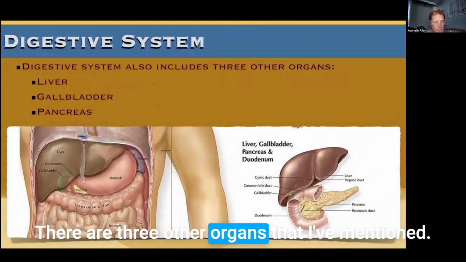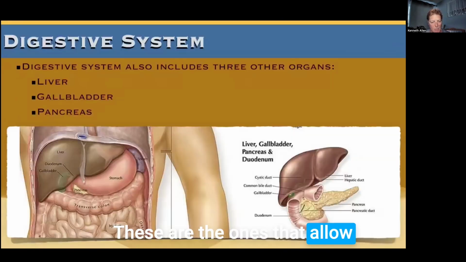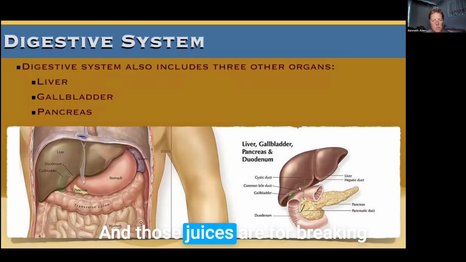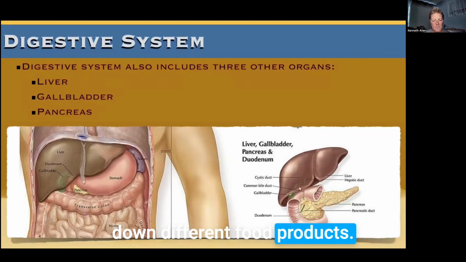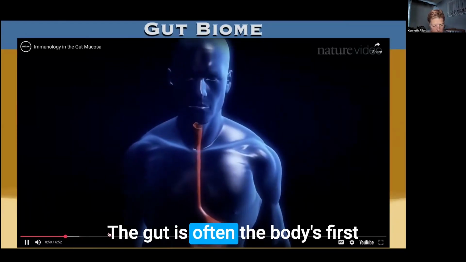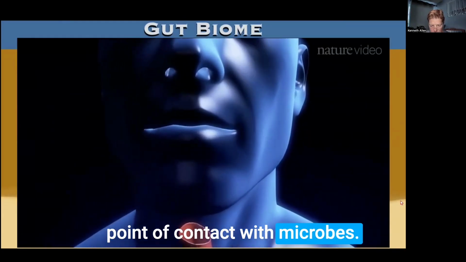There are 3 other organs that I've mentioned. These are the ones that allow for you to mix up juices, and those juices are for breaking down different food products. The gut is often the body's first point of contact with microbes.